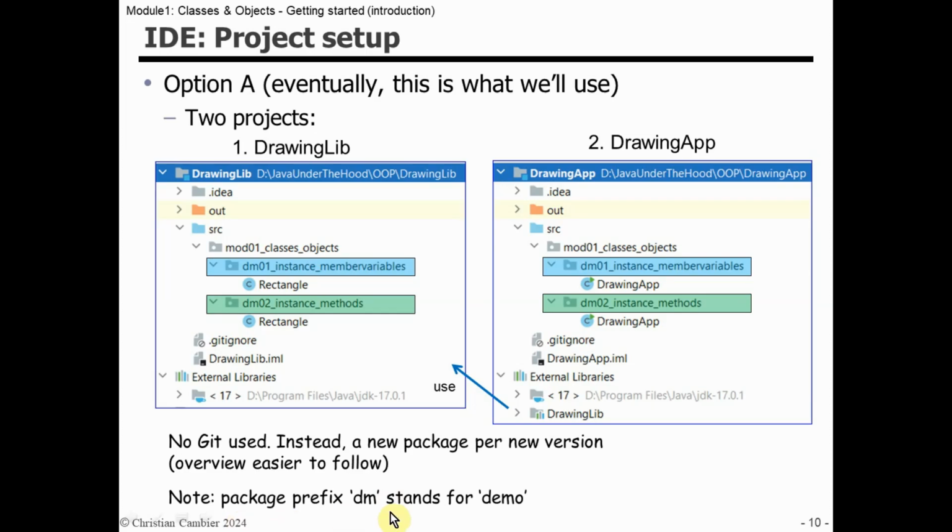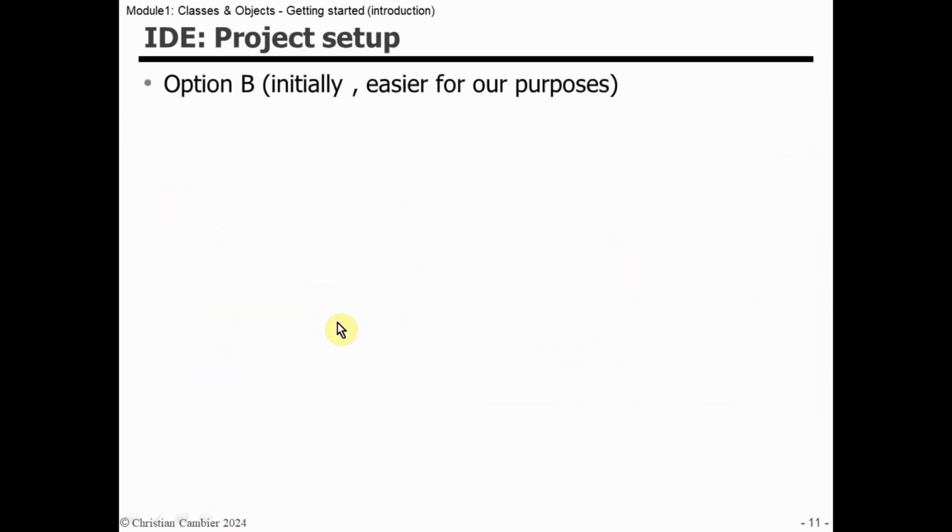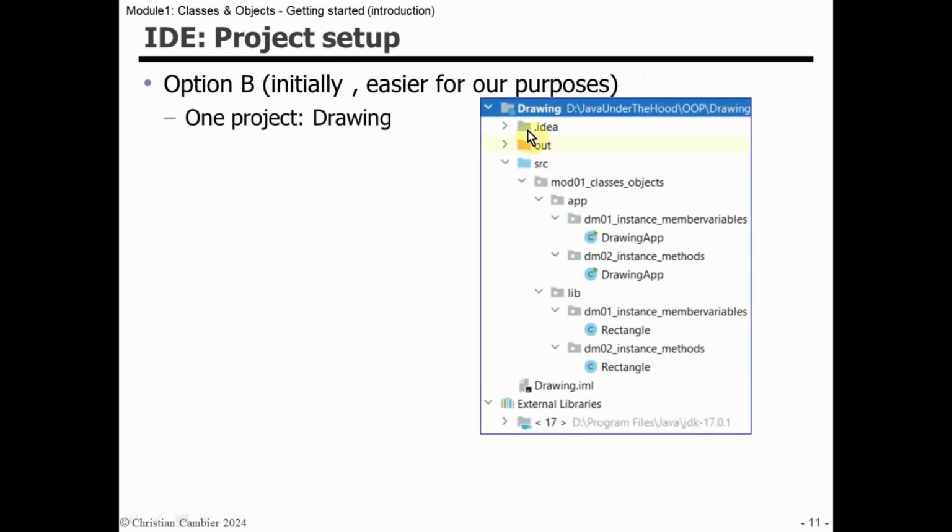Note the package prefix DM stands for demo. So in short, option A is we create two projects, one for the lib, one for the app, and for each different version as we go along I create a separate package. That is one approach, but again, to keep it simple, what I'm going to do initially, easier for our purposes, is option B. Just create one project, drawing.